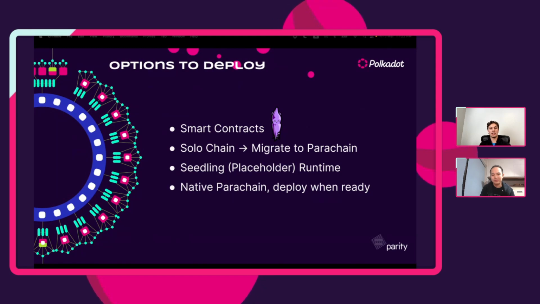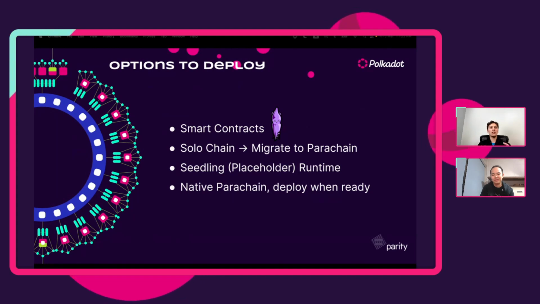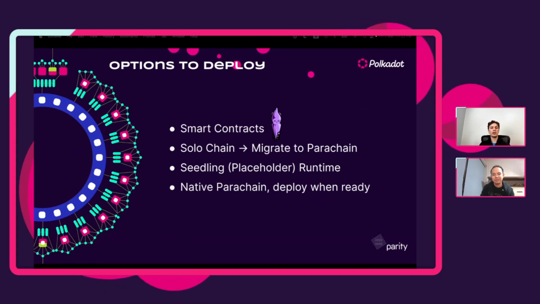But moving on to full chains, there's the idea of deploying a solo chain. And by solo chain, we mean it is not connected to Polkadot. It does not have any shared security. So all of the security needs to come from your end on your solo chain. And then once you are ready, you can always migrate to a parachain later.